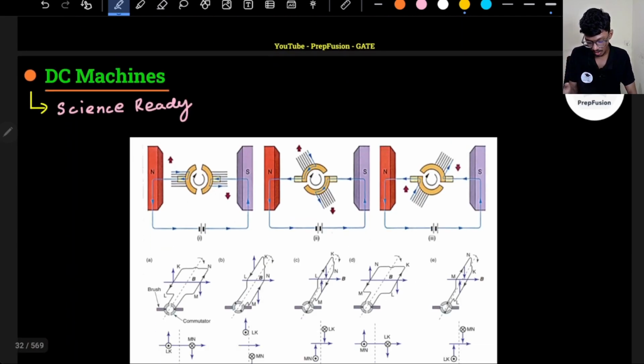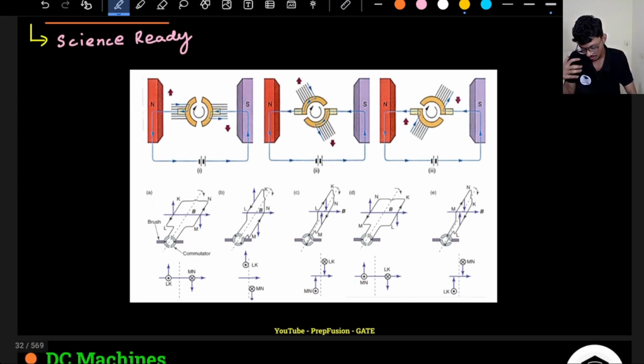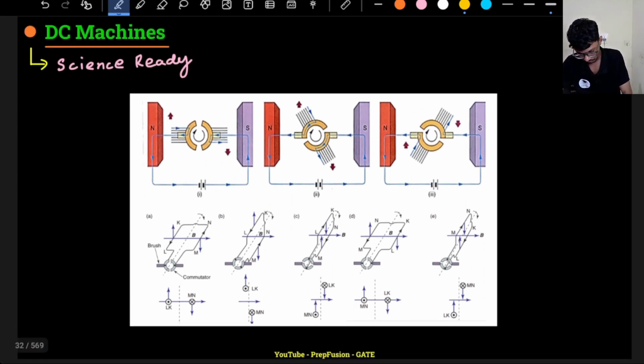Now let's discuss how commutation works. Although we will learn this later when we discuss the construction, I just wanted to give you a bit of an idea. Commutation is just a mechanical part. This is the commutator, and this is my conductor coil. Let's say there are two fields, north and south. Initially this is the direction of current in the north pole, and this is the direction of current in the south pole.